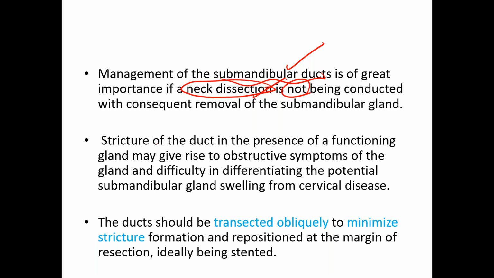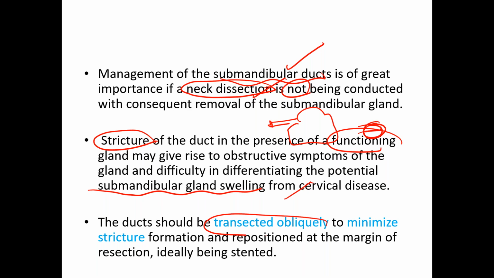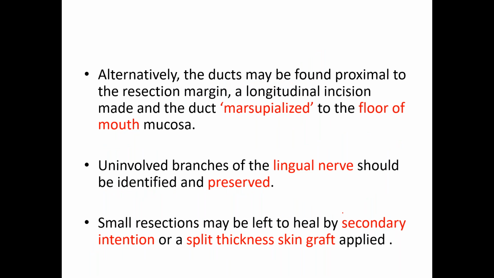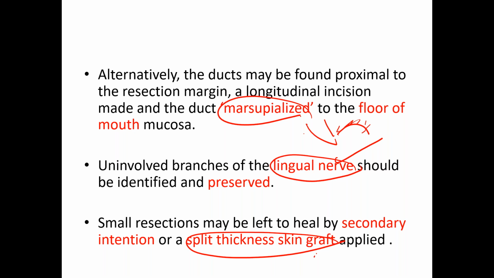Stricture of the duct will inhibit the function of the gland and make it difficult to differentiate a potential submandibular swelling. If the duct is blocked, there is swelling of the submandibular gland. That is also a problem. So the duct should be transected obliquely to minimize stricture formation. Sometimes they are marsupialized: the duct is opened up and stitched to the floor of the mouth. You should see that the lingual nerves are preserved, and secondary intention healing or a split thickness skin graft can also be done.